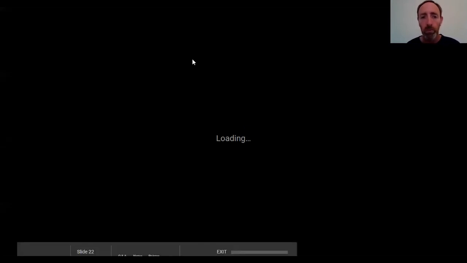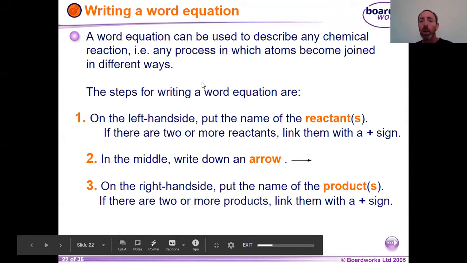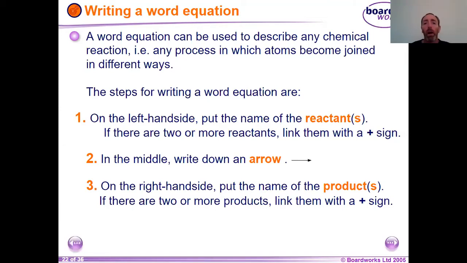When we are writing a word equation, we are writing the names of the chemicals. Sorry, my computer's going really slow now. Here we go. As you can see, when you've got a word equation, and you're familiar with word equations, you've seen them quite a few times now. We saw them in photosynthesis, for example, and we talked about carbon dioxide plus water reacts to make glucose plus oxygen. That's a word equation. When you write a word equation, on the left-hand side you put the names of the reactants. The things on the left-hand side of the arrow are called the reactants.